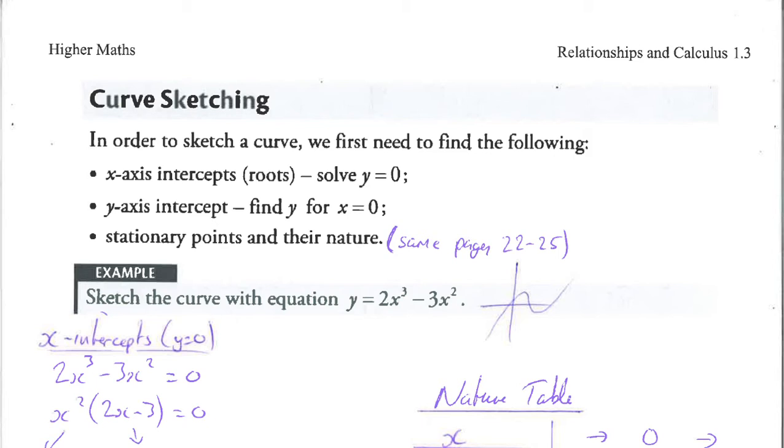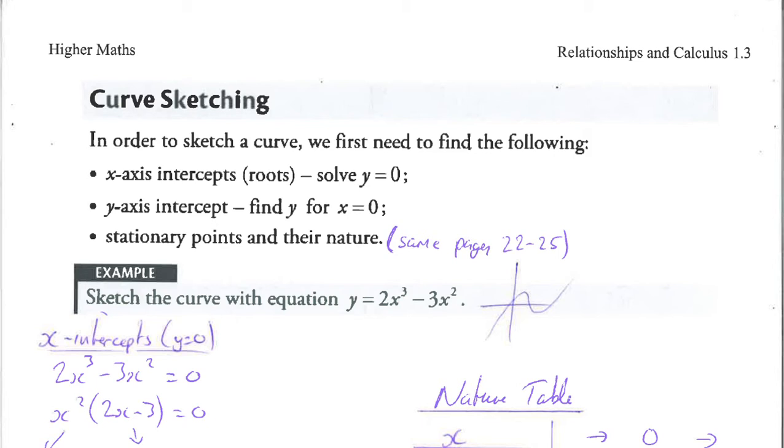In order to sketch a curve we need to know three things. We need to know the x-axis intercepts, the x-intercepts, or the roots. To find those we solve for y equals 0, because on the x-axis the y-coordinate is 0. We need to find the y-intercept, and on the y-axis the x-coordinate is 0, so we just substitute x equals 0 into the equation that we're given.